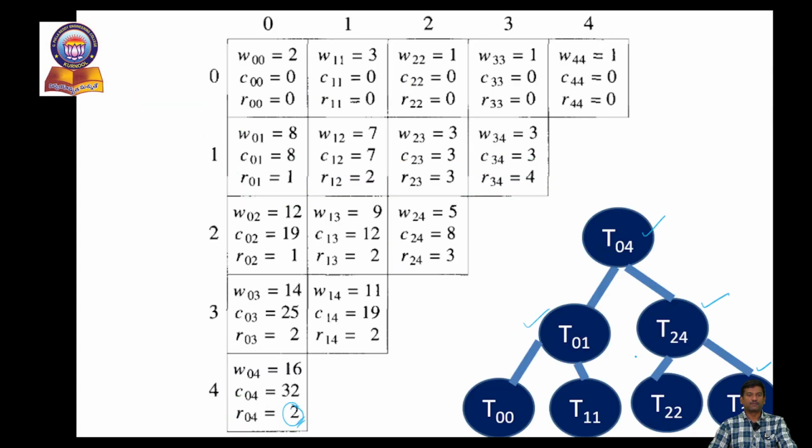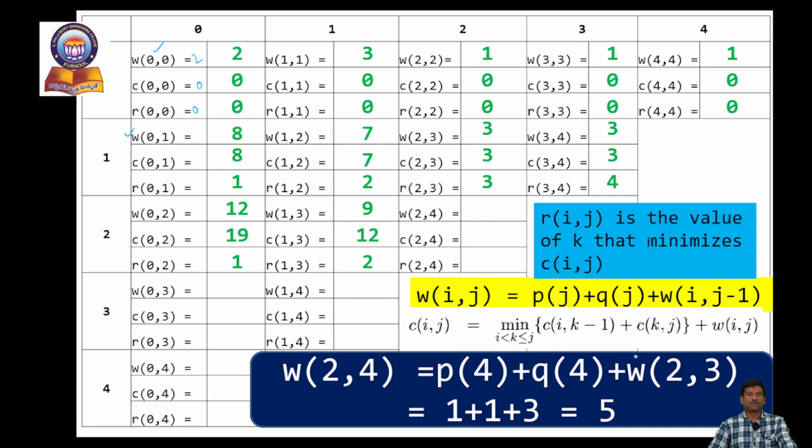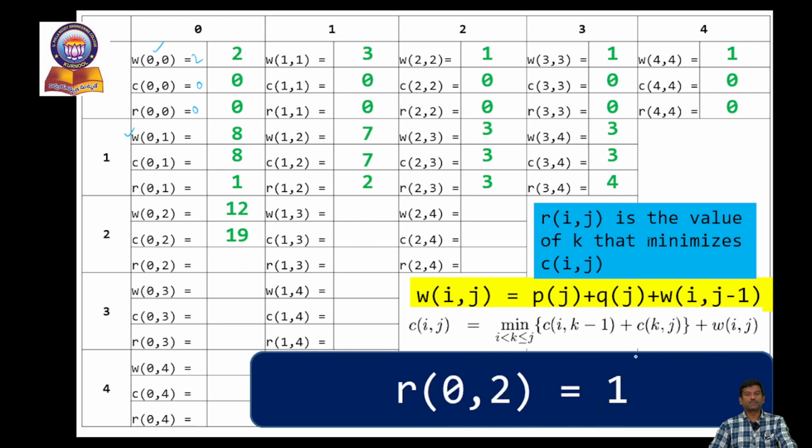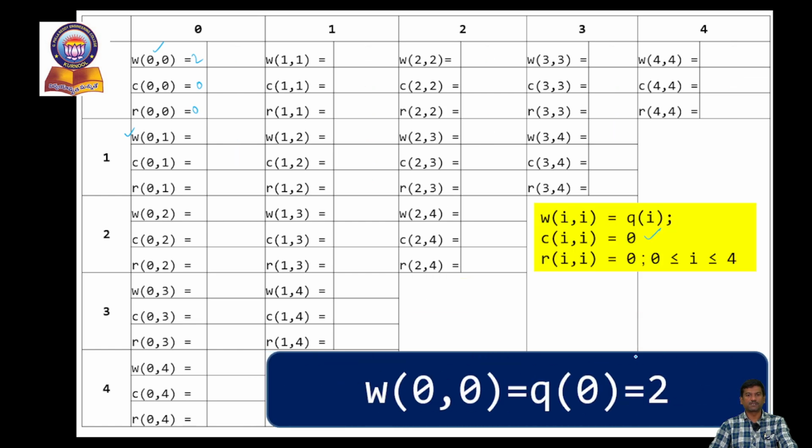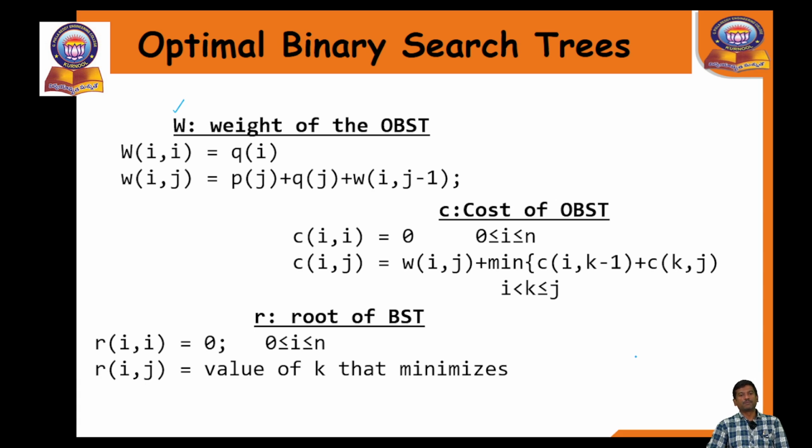So here, one thing you need to understand is how to generate the values in this context. You need to understand the formulas, because once you memorize them, it becomes easier. The formulas used to compute are W of i comma i equal to Q of i, and W of i comma j equal to P of j plus Q of j plus W of i comma j minus 1. If you remember these formulas, then it becomes easier to find the values in your tabular method for the optimal binary search tree.